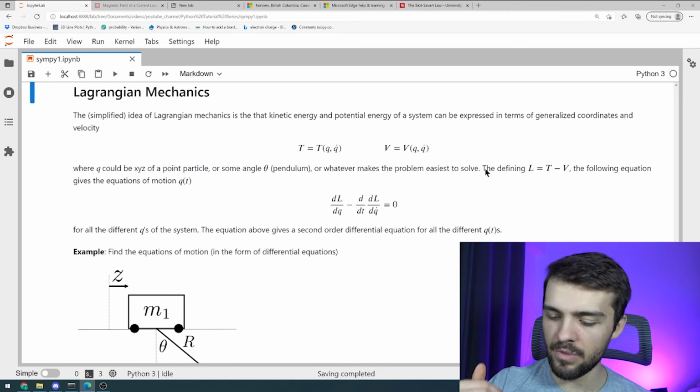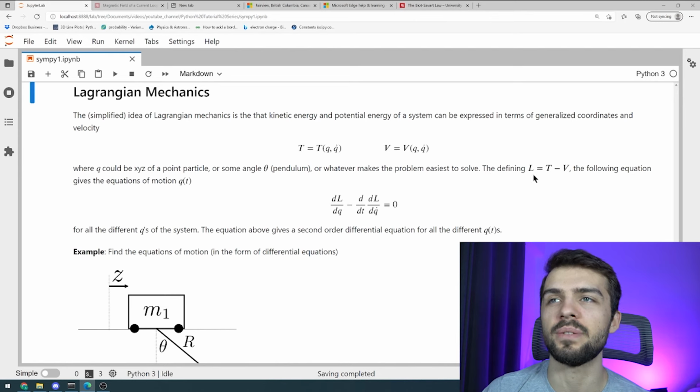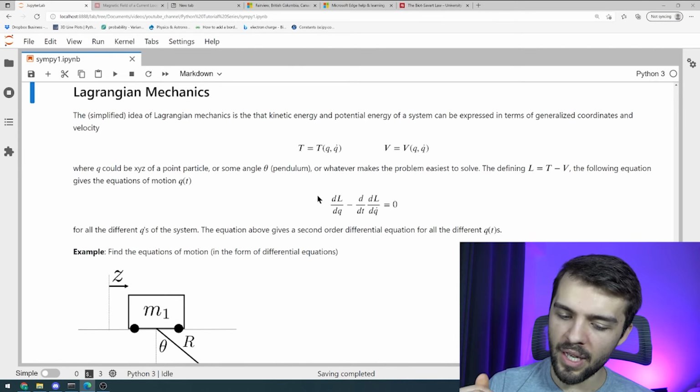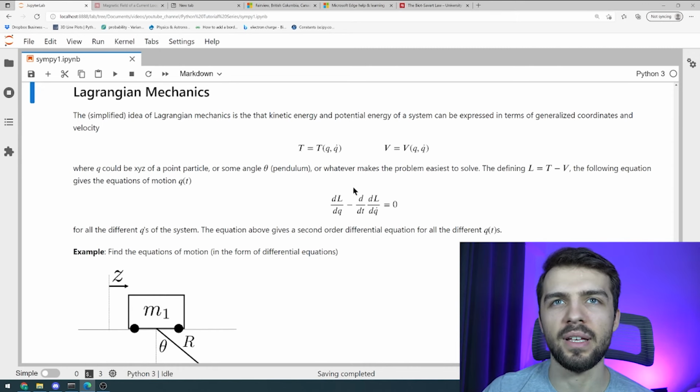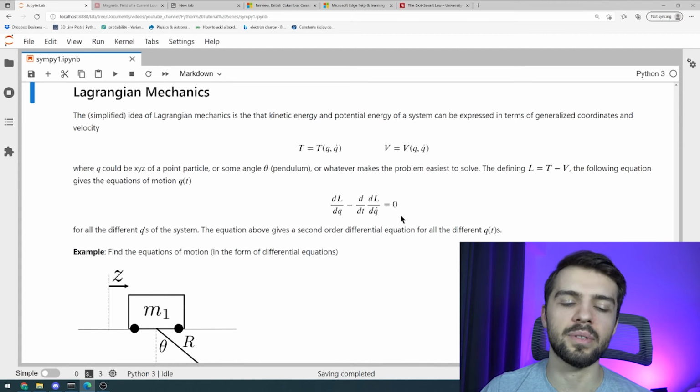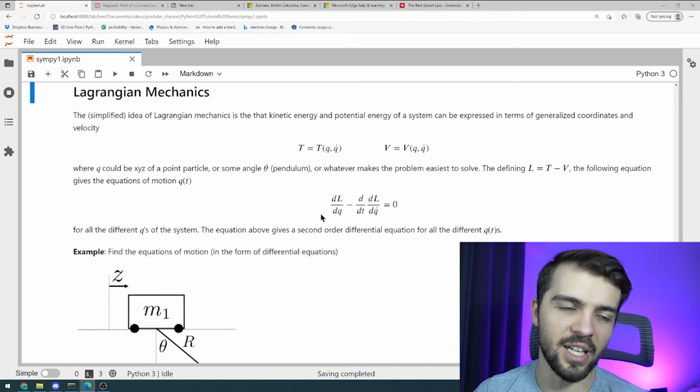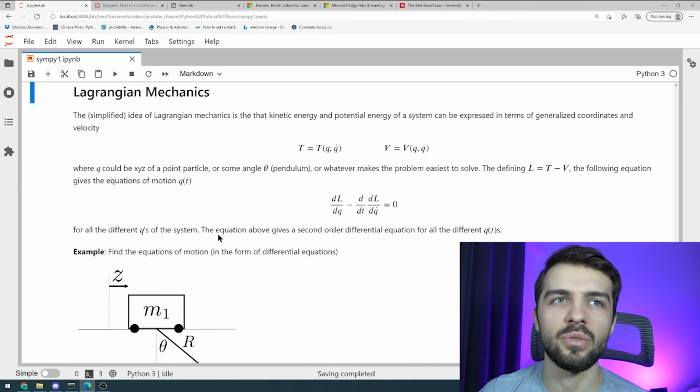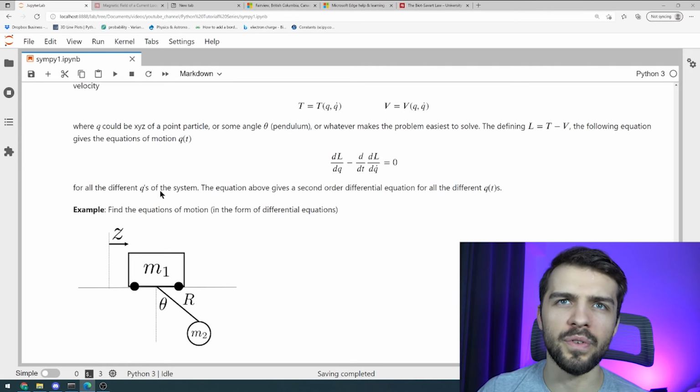So then you define something called the Lagrangian L, which is equal to T minus V. And the following equations of motion hold for all the different Qs. L will be a function of Q and Q dot. So dL/dQ minus d/dt of dL/dQ dot is equal to zero. That's typical Lagrangian mechanics, and I'm going over this really fast. If you haven't taken a course in this, maybe this seems pretty quick. For all the different Qs, right?